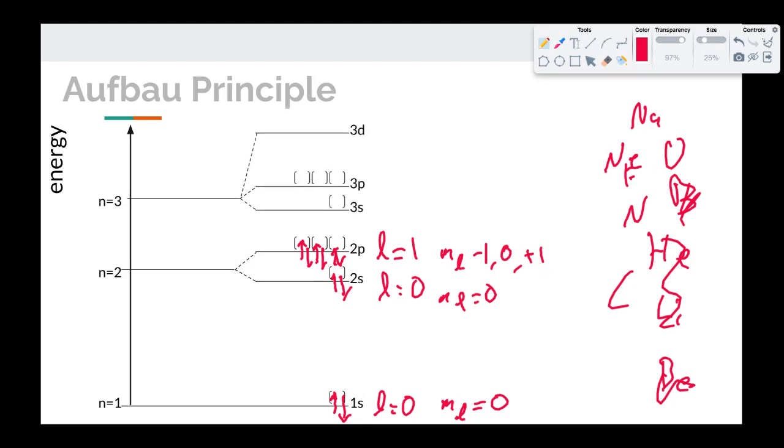We've already seen that the 3s has 1 orbital and the 3p is going to have 3 orbitals, but D is the subshell where L equals 2. So that means m sub L can range from -2 through -1, 0, +1, +2, which means there's 5 possible orbitals. So now we have room to place 10 electrons in the D subshell, 6 electrons in the P subshell, 2 electrons in the S subshell. So now we could get all the way up to quite a few electrons.